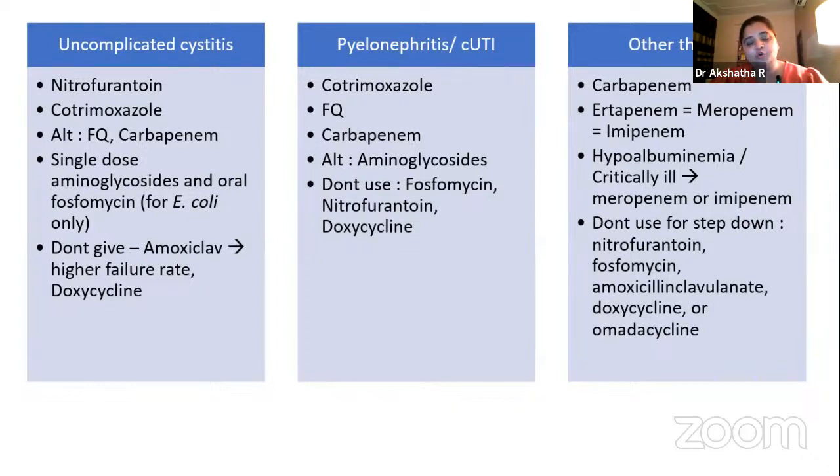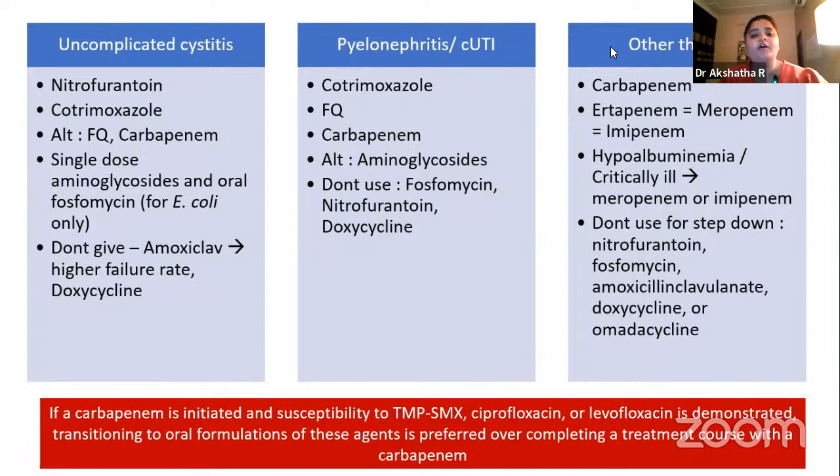One important thing they have made note of in this guidance is that carbapenems are equivalent, but if the patient is having hypoalbuminemia or is critically ill, go for meropenem or imipenem. And it's not that you treat for the entire duration using the carbapenem. This guidance has specifically mentioned you can go for step down, based on the susceptibility, to cotrimoxazole or ciprofloxacin or your fluoroquinolones, once the patient is hemodynamically stable and the susceptibility to these agents has been established. But do not use nitrofurantoin, fosfomycin, amoxiclav, doxycycline, or omadacycline for step down.